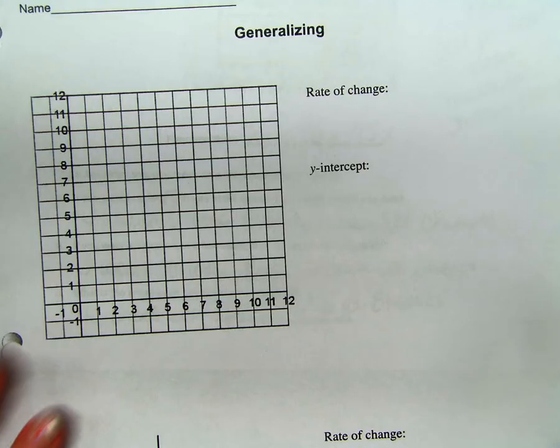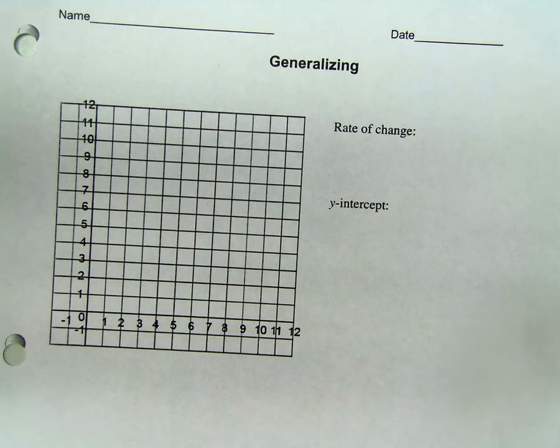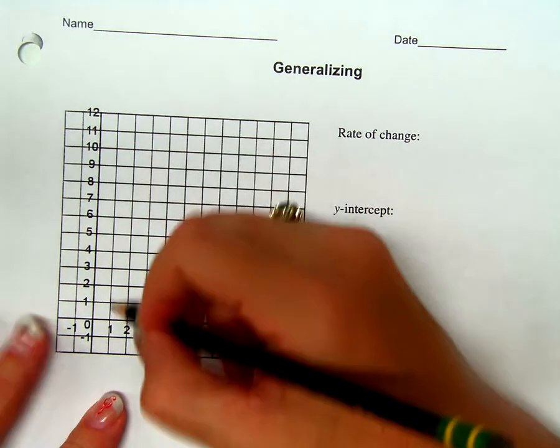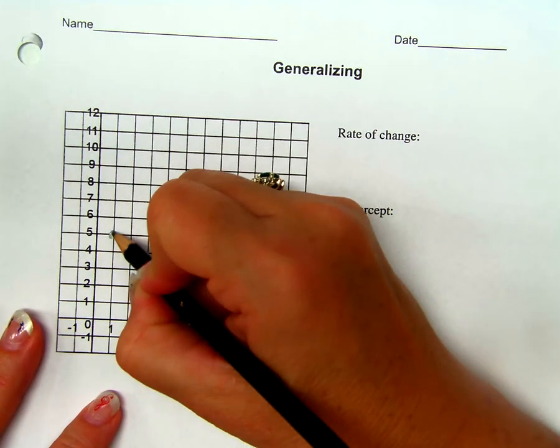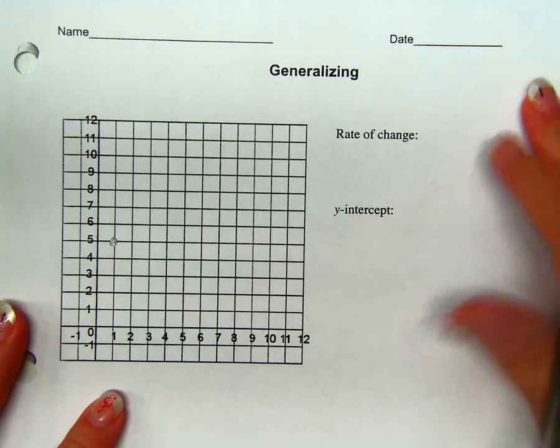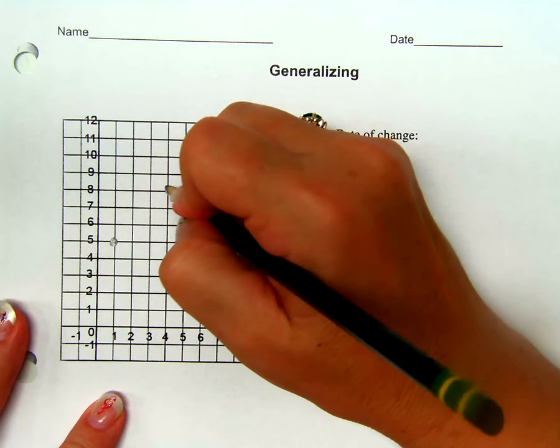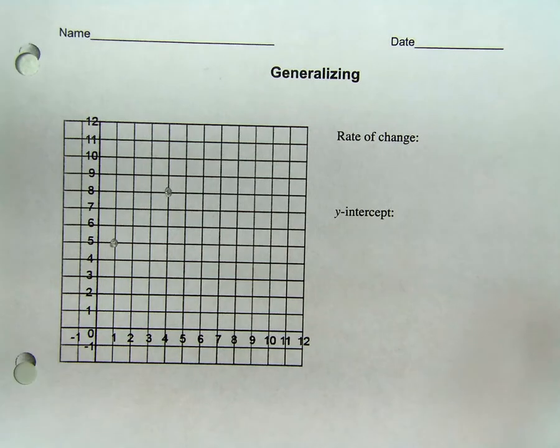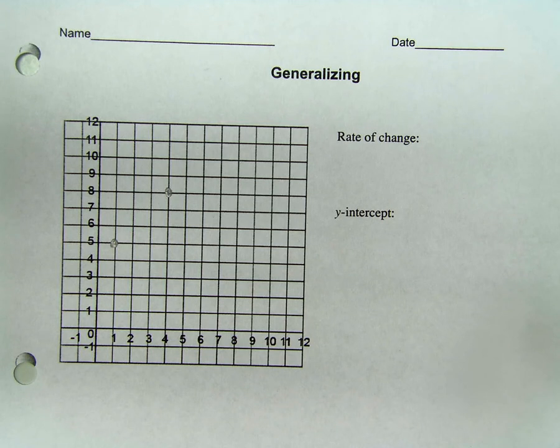So we need to make some generalizations. We need to be able to talk in general about things that happen here. Okay? Let's give ourselves some points to talk about. Let's talk about this point here. And let's talk about this point here. Okay? You got those 2 points? Yes or no?